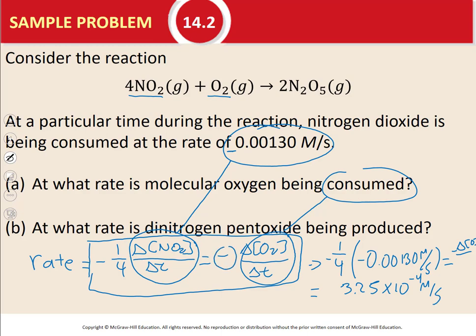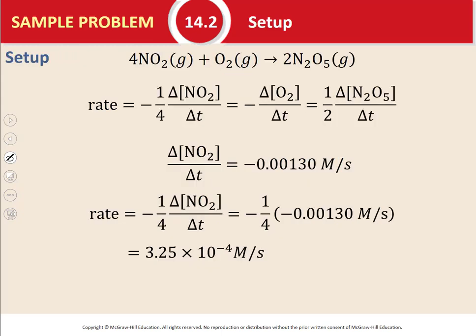oxygen over time. So you can bring the negative over, but if it's asking you the rate that it's being consumed, we're just asking for an amount there. Same as with heat. When it's asking how much heat was released, you would leave off the negative. So that would be your final answer for part A. Would just be the 3.25 times 10 to the negative 4th.